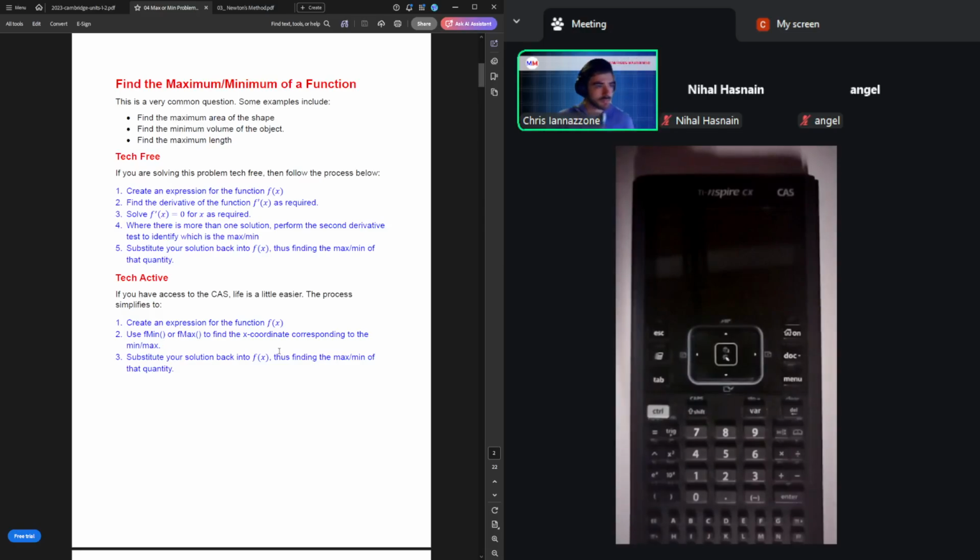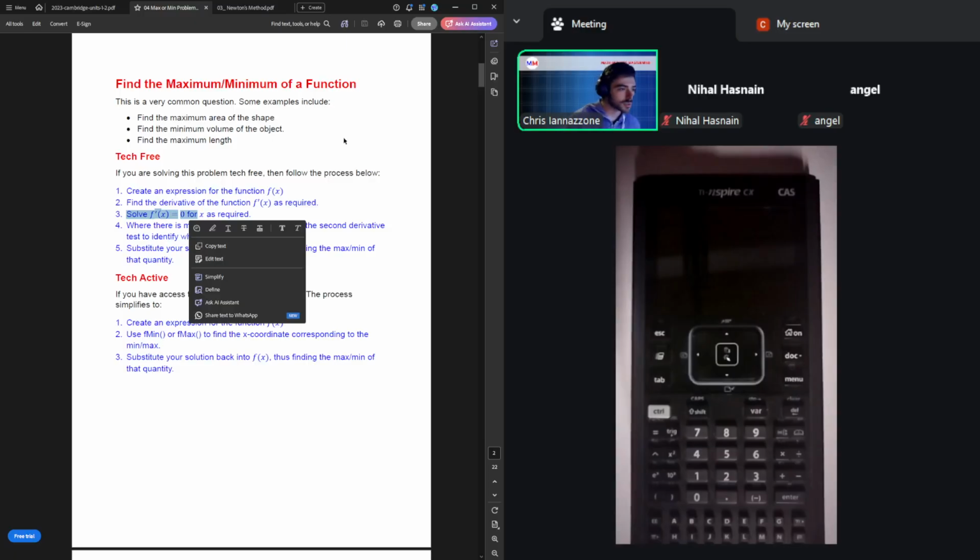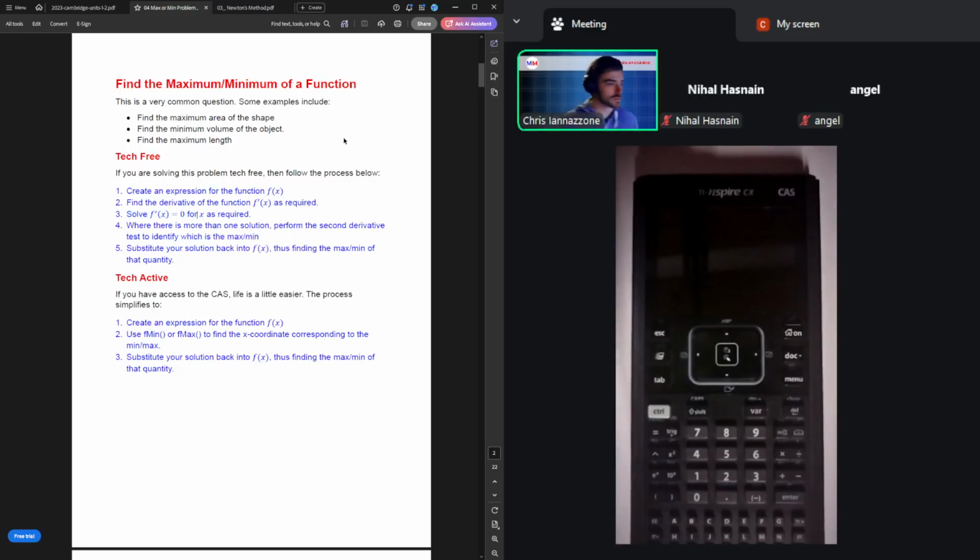So, finding the maximum or minimum of a particular function. Essentially all we're really doing here in the vast majority of cases is just solving for derivative equals 0. And the reason why is because the maximum or minimum of a function, when it comes to applications, is highly likely to occur at a turning point. And, well, turning points are solved by finding the derivative equal to 0.